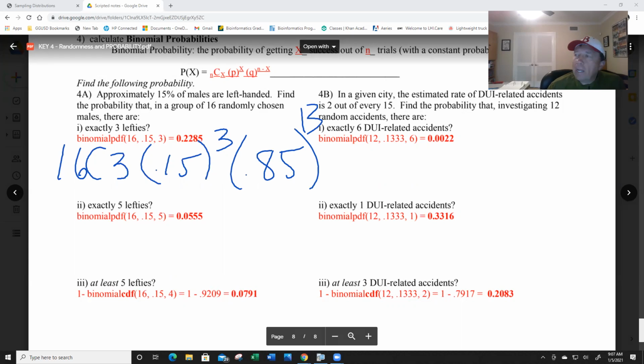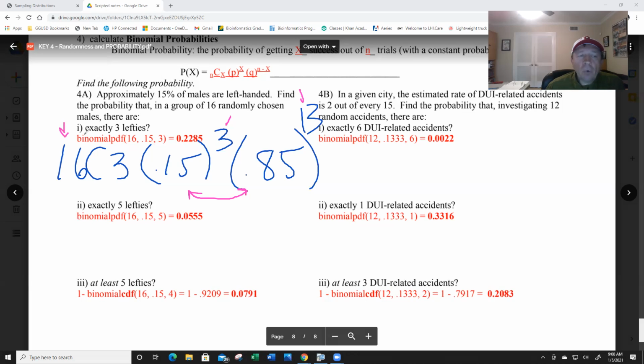Notice that 3 and 13 have to add to make 16. Okay, so this and this have to add to make the n. Okay, and then these are complements, of course, because it's success and failure. Success is left-handed and failure is right-handed in this case.